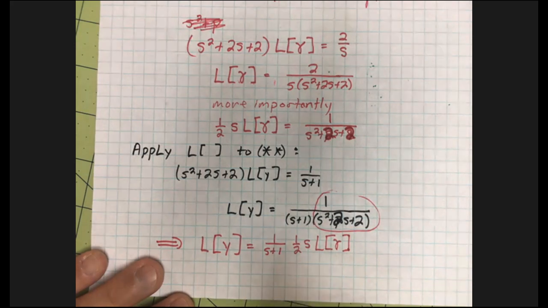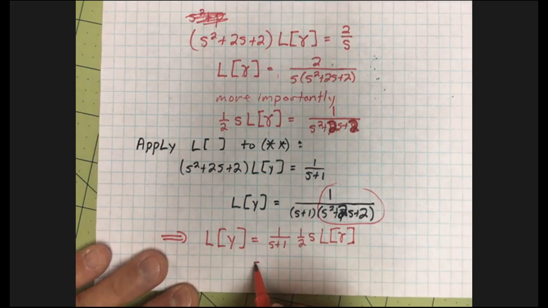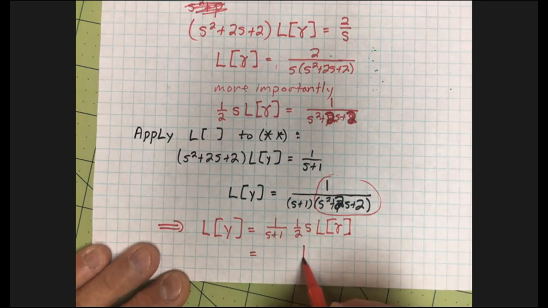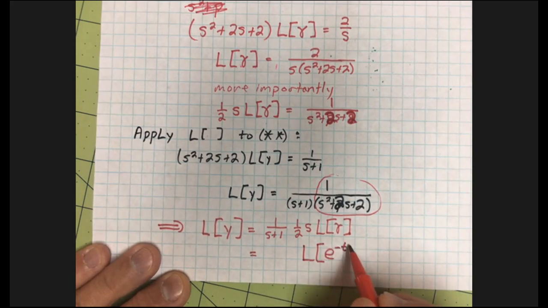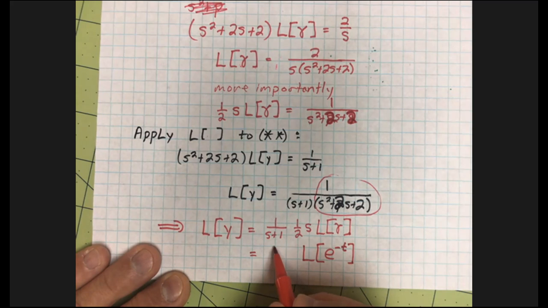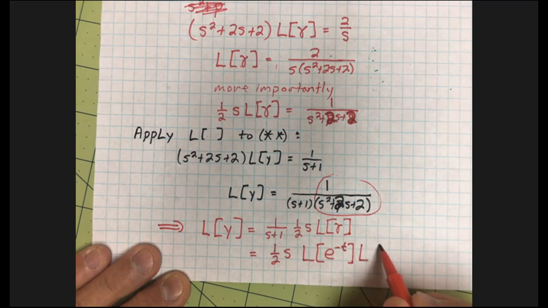Let me rewrite this in a different way. Let me rewrite this where I don't look at all the s's, right? Remember, this 1 over s plus 1 was the Laplace transform of e to the minus t. I'm just showing you another way to look at it. And I'll put the 1 over s right here, 1 half s over here. And here's the Laplace transform of gamma.